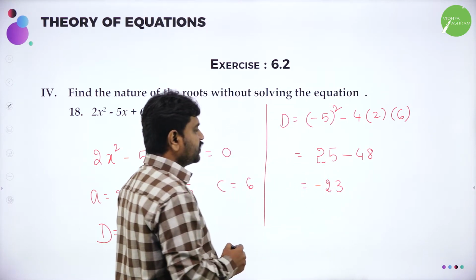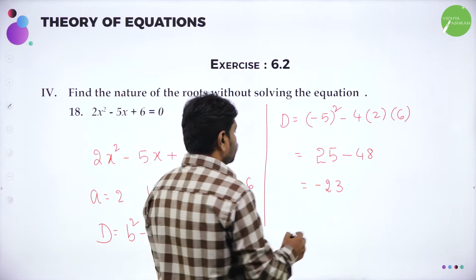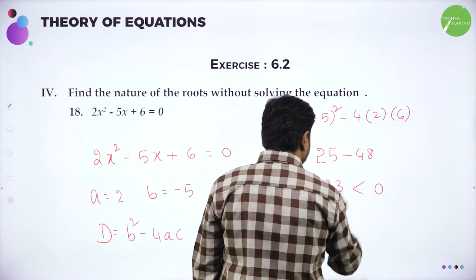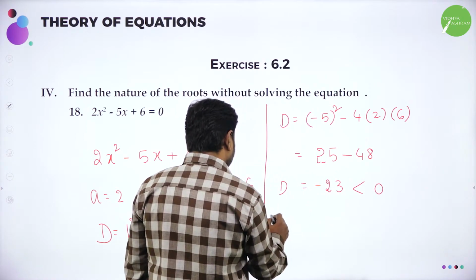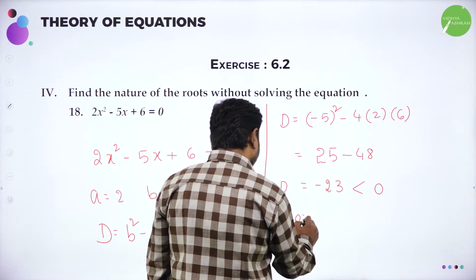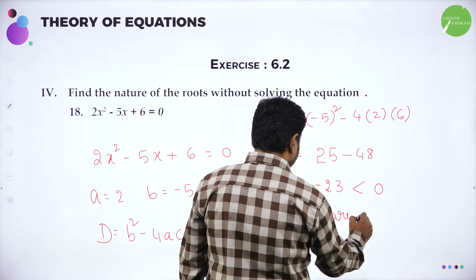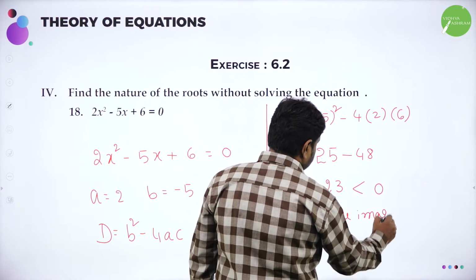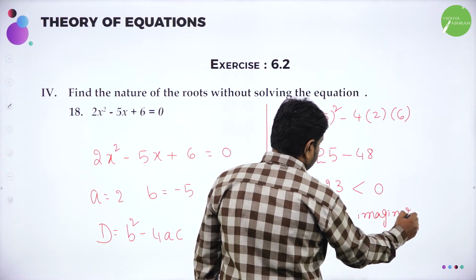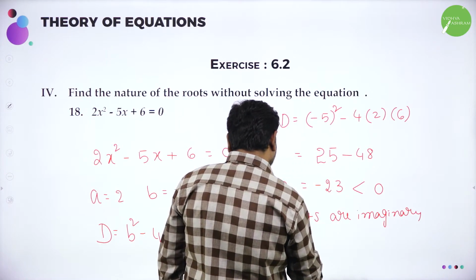So you know minus 23 is what? Negative. So therefore discriminant is less than what? 0. So therefore roots are imaginary. Or we can also say no real roots. No real roots.